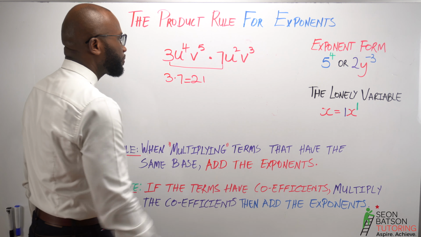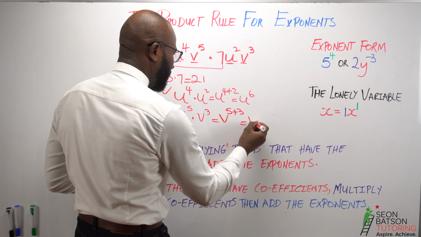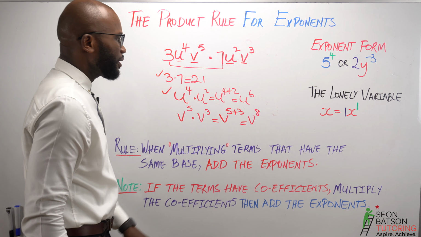Then we have what? V's. Don't overcomplicate it and try to work it all at one time. Break it down. I did my coefficients first. I work with the first base first. Then I go with the second base, which is v. I have v to the 5 times v to the third. Again, since my bases are the same and I'm multiplying, I can add the exponents. V to the 8. Break it up. Don't complicate things. So we have 21 first. Then we have u to the 6. Then we have v to the 8.